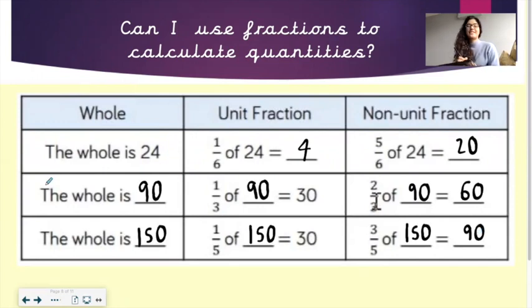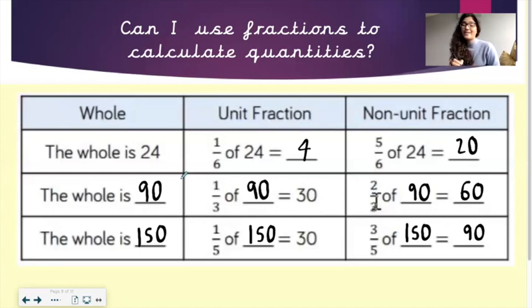Right, here are the answers that I got. The whole is 90. 1/3 of 90 equals 30. 2/3 of 90 equals 60. Next one, the whole is 150. 1/5 of 150 equals 30. 3/5 of 150 equals 90.